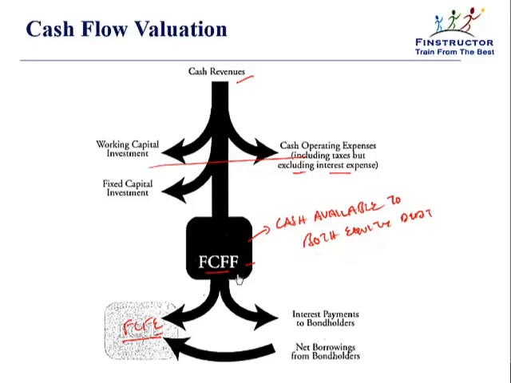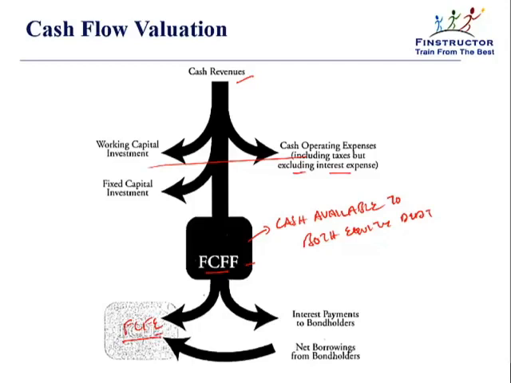So from the free cash flow, if I pay my interests to the bondholders and calculate the net borrowings, the net borrowings can be positive or negative. Positive meaning I've borrowed more, negative meaning I've repaid back. The free cash flow minus the interest plus the net borrowing will give us the free cash flow to equity. This is the cash flow available to equity holders that can be used for reinvestment, or it can be repaid back to the shareholder.